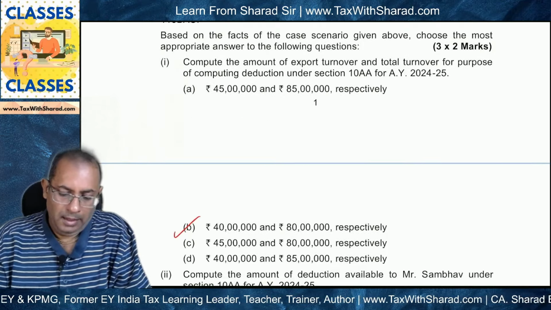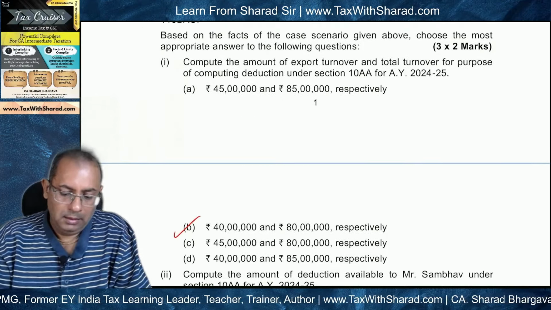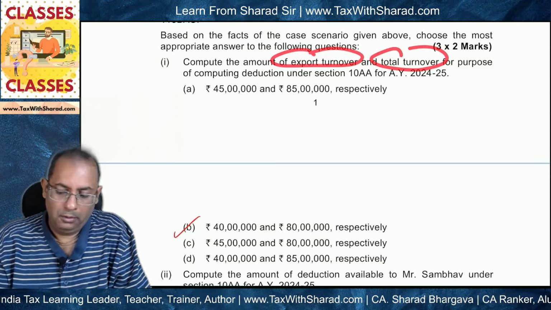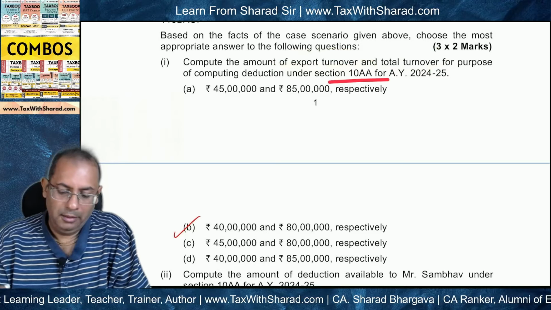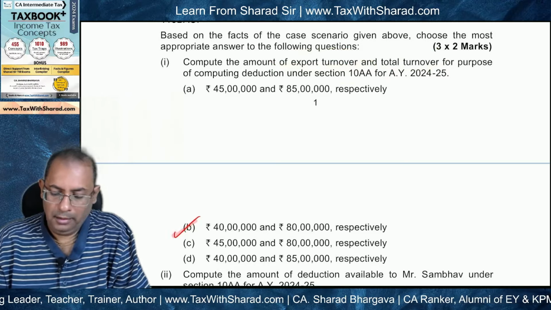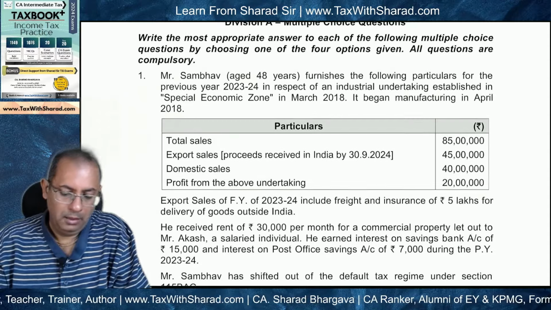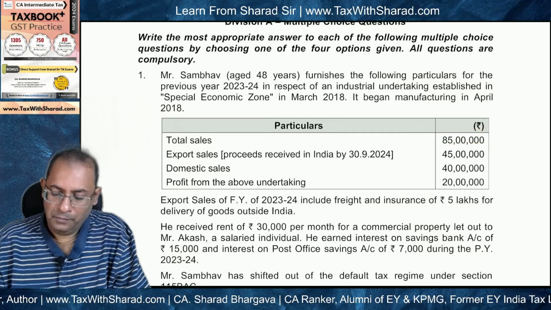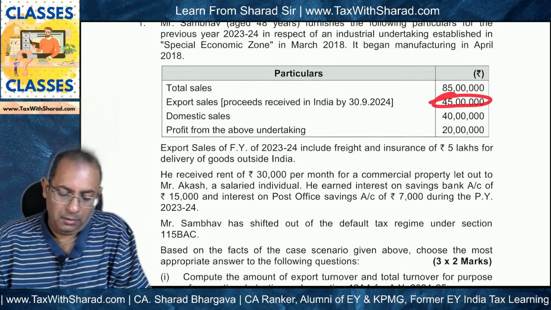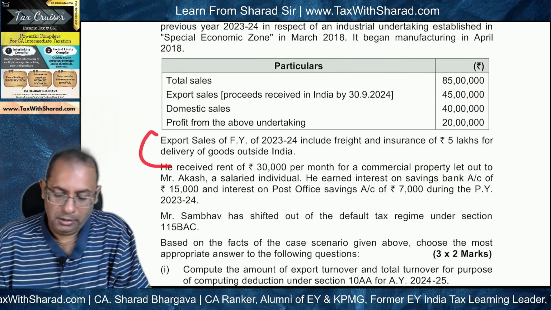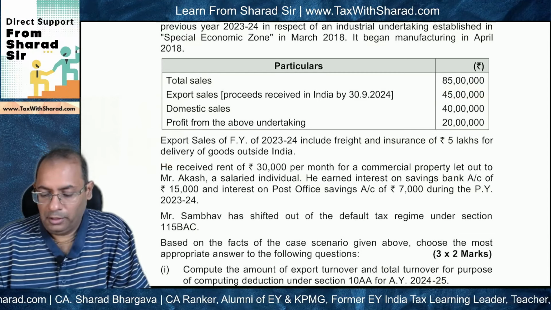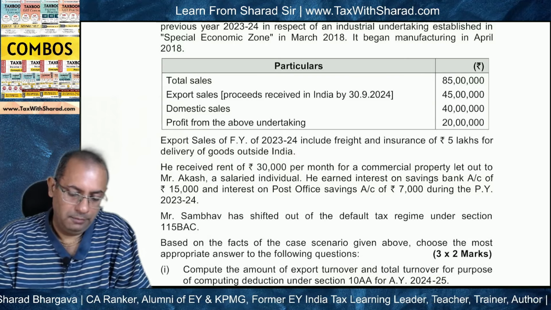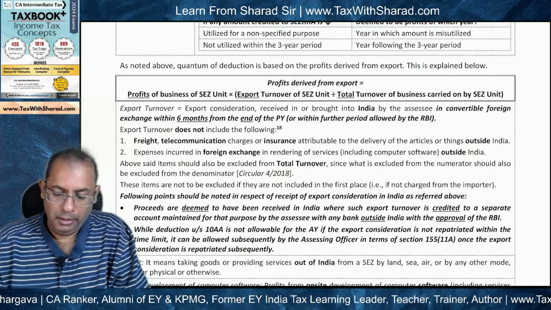Sambhav. And question 1 says, the first MCQ says, compute the amount of export turnover and total turnover for purpose of computing deduction under section 10AA. And the correct answer is 40 lakh and 80 lakh respectively. So if we look at the question, total sales are 85 lakh and export sales are 45 lakh. Okay, but there is a point which says export sales include freight and insurance of 5 lakh for delivery of goods outside India. Now this needs to be excluded.